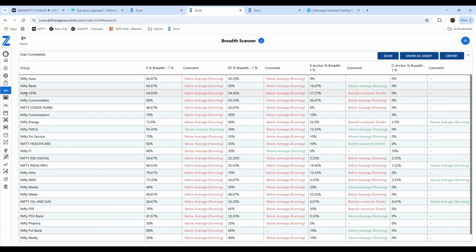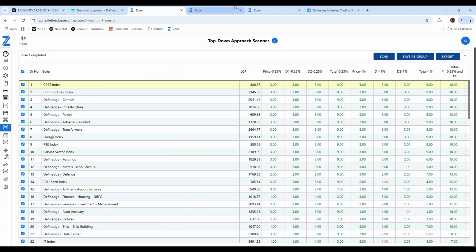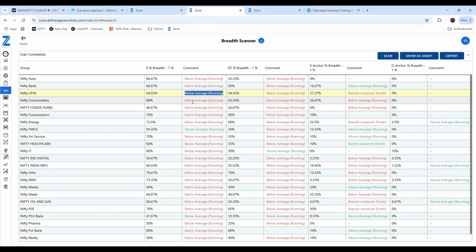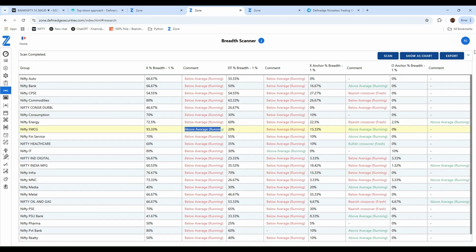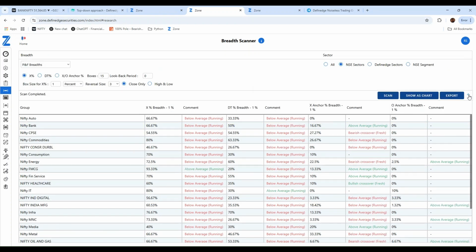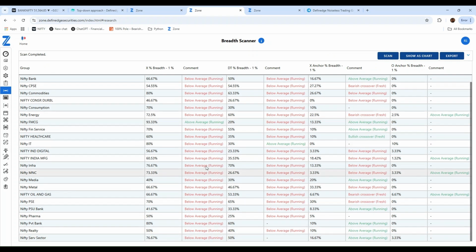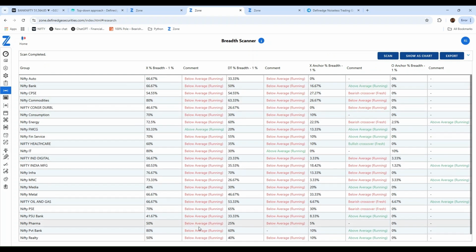CPSC, right? CPSC below average. That means it's a bearish crossover, right? Now commodities. I'm going to do two or three commodities. The only thing is FMCG is above average, but breadth is in an extreme, highly extreme zone. So there's nothing that I see in breadth for NSE sectors that we are looking at. There's nothing above average, right? There's no fresh crossover and what's happening here in the X% breadth.